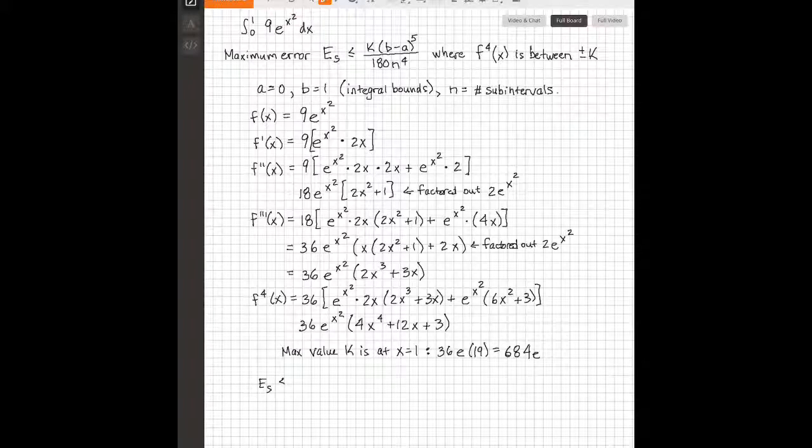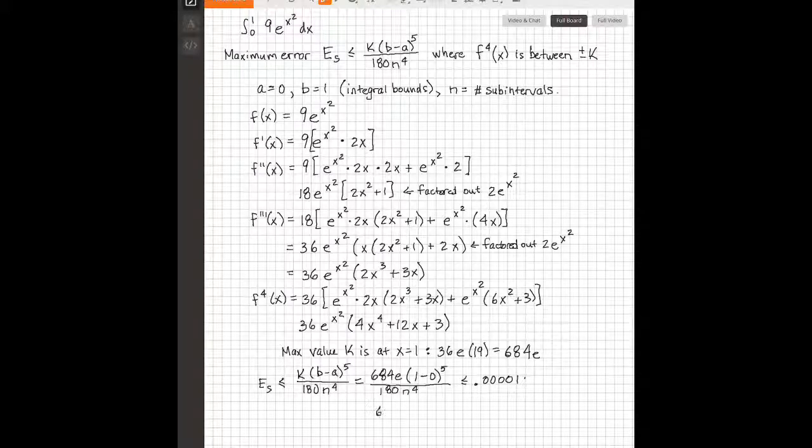And now we have all the values that we need to plug into the function e sub s. A reminder that it's k times b minus a, which is just the bounds of integration, raised to the fifth divided by 180 n to the fourth. So we have 684e, basically times 1, divided by 180 times n to the fourth. And our goal, remember, is to get that to be less than 1/100,000th of a point.